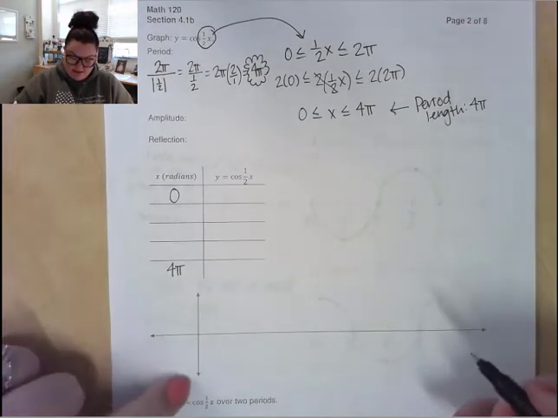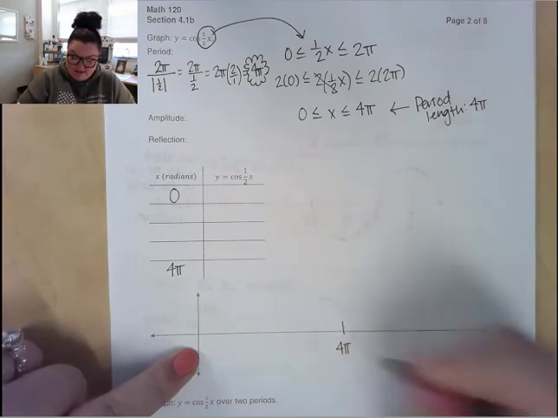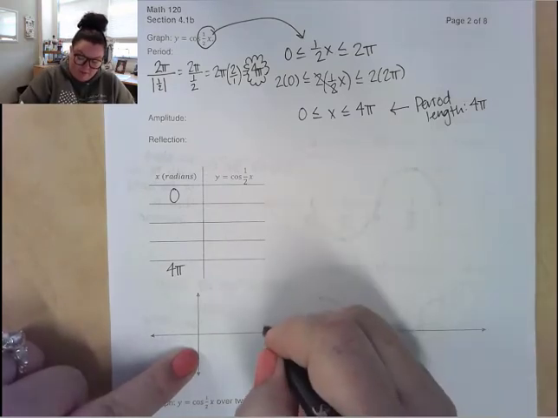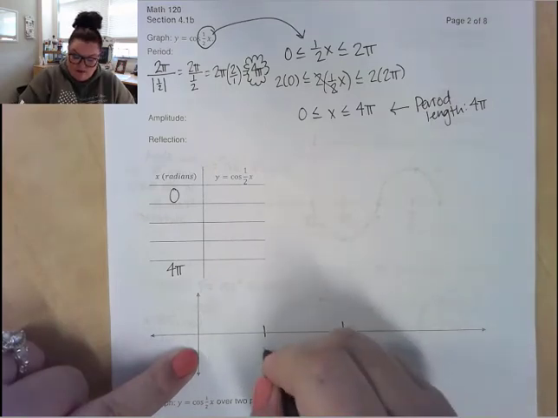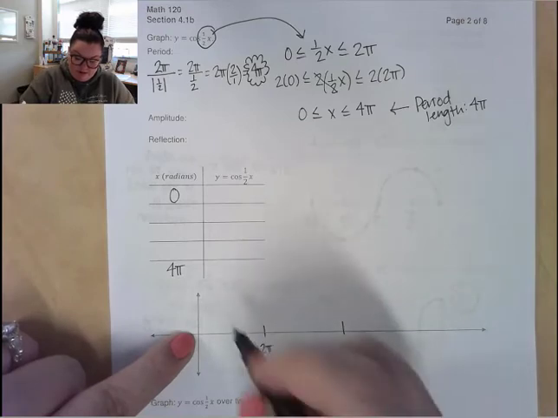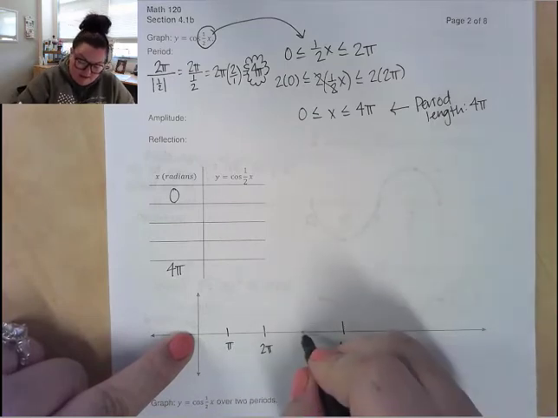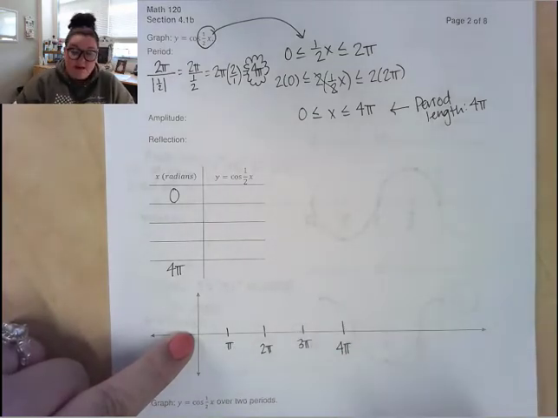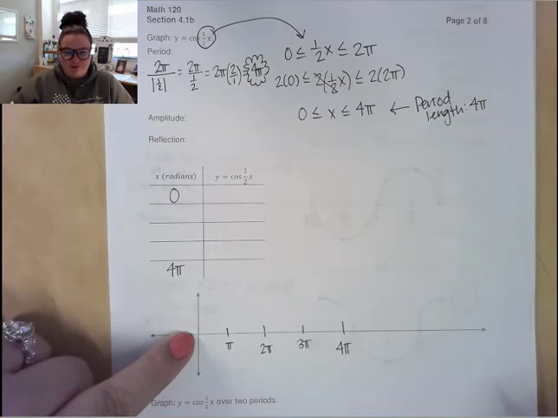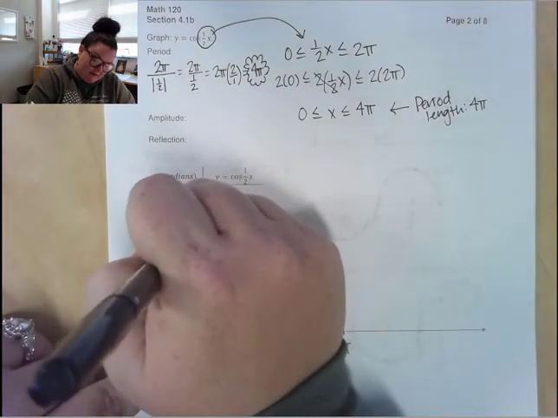So I'm going to go ahead and go down here, and I'm going to say, okay, well, here's where 4 pi is. So halfway to 4 pi would be 2 pi, right? And then halfway from 0 to 2 pi would be pi. So we're going a pi distance at a time. So this is 1 pi, 2 pi. So my missing tick mark here is 3 pi. Okay, so here's pi, 2 pi, 3 pi.